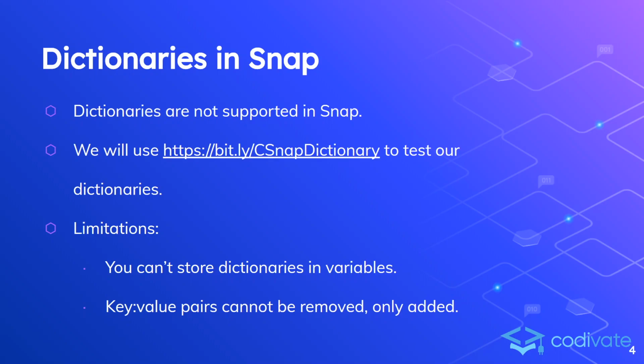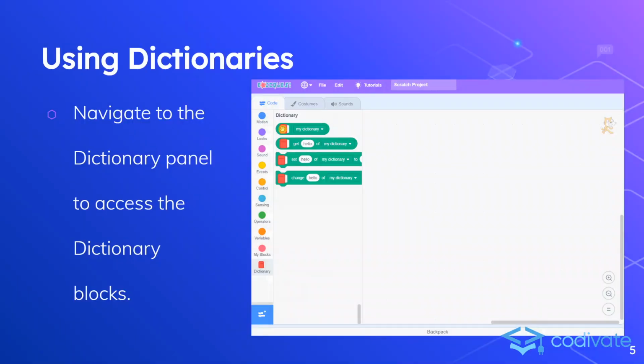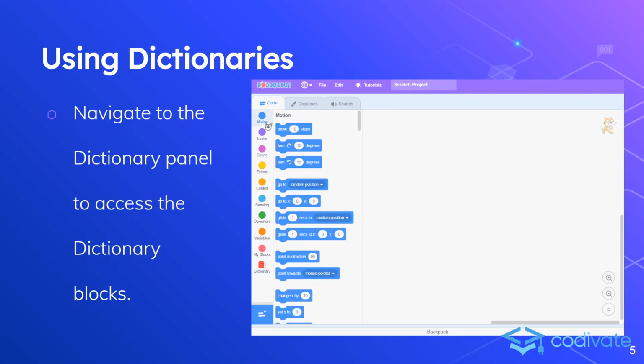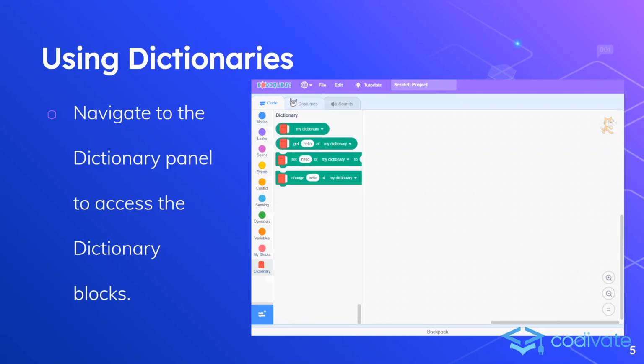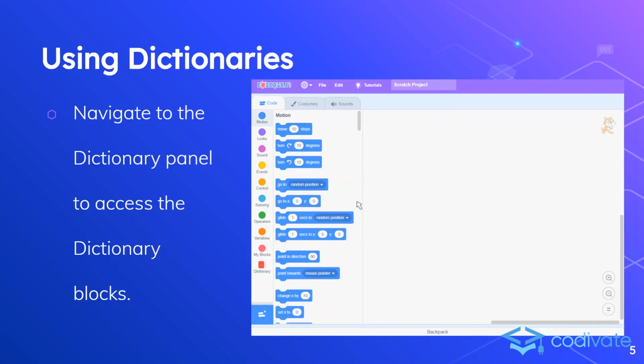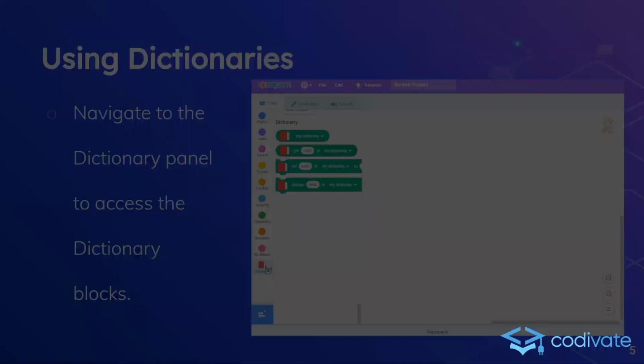Unfortunately, there are also some limitations of this module, which means that you cannot store dictionaries inside variables, and key value pairs cannot be removed from a dictionary. You can only add them. So using dictionaries in that modification, we see that we can navigate to the dictionary panel to access our dictionary blocks, as we see in this animation.